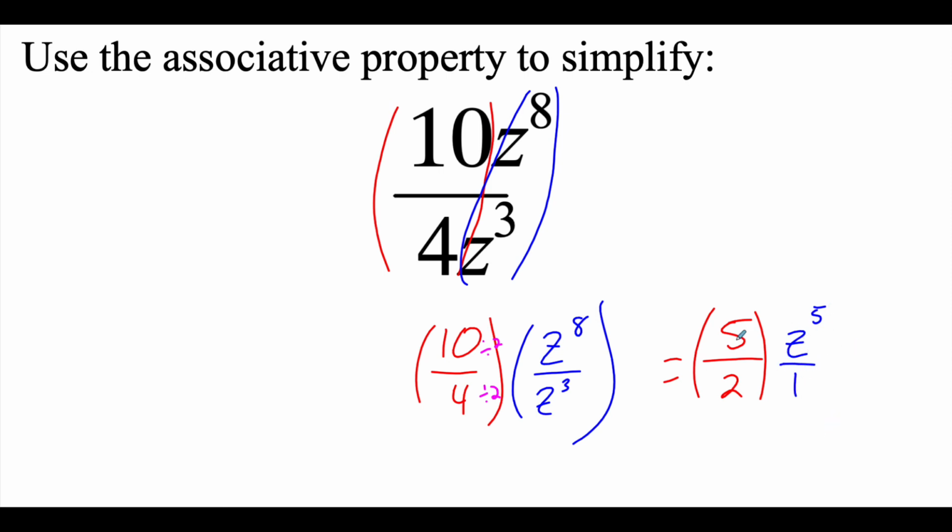Now what we can do with this is we can multiply these back together. And when you multiply fractions, you just multiply the things on the top. So 5 times z to the 5th is just 5z to the 5th power. And then 2 times 1 on bottom is 2. So for our final answer, we've got 5z to the 5th power all over 2.